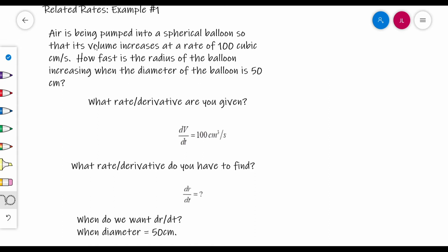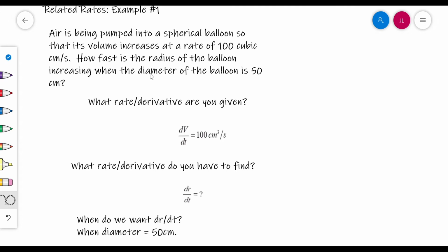We're given a problem. Air is being pumped into a balloon, and we're told it's a spherical balloon. All our balloons are going to be spherical because we know the formula for the volume of a sphere, and we don't have a good formula for the volume of a normal elliptical balloon. So we have a spherical balloon, and air is being pumped in at a rate of 100 cubic centimeters per second. How fast is the radius of the balloon increasing?